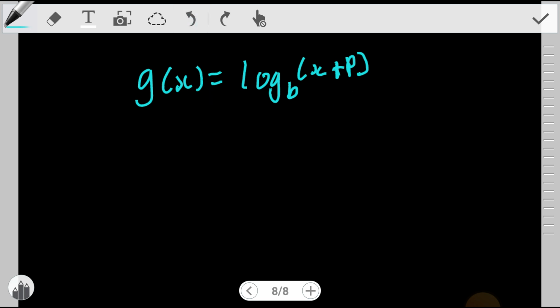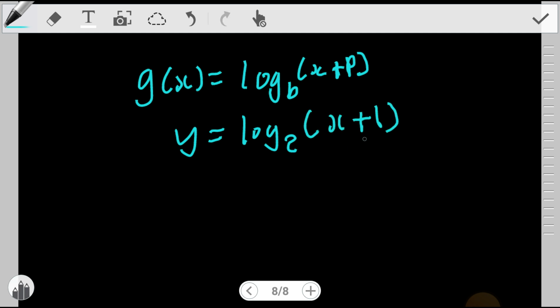So in the logarithm graph, we have a vertical asymptote, just like the hyperbola, right? In the hyperbola, we've got both the horizontal and vertical asymptote. In the logarithm graph, we've got the vertical asymptote. So for instance, let's just say y, let's just say you've got a graph that says y is equal to log 2, and we've got x, let's say plus 1.